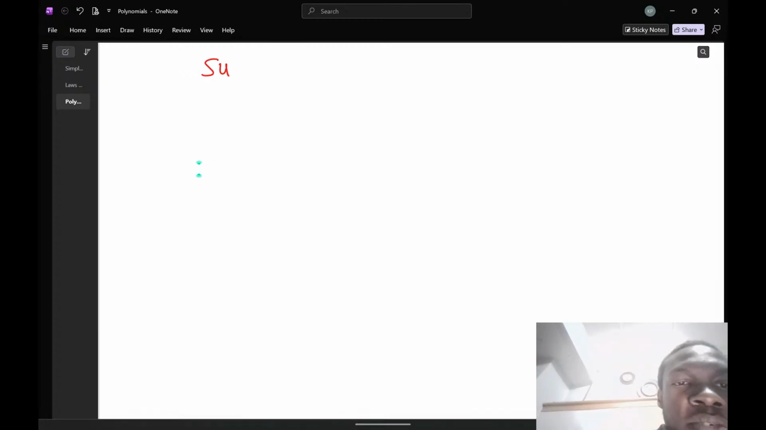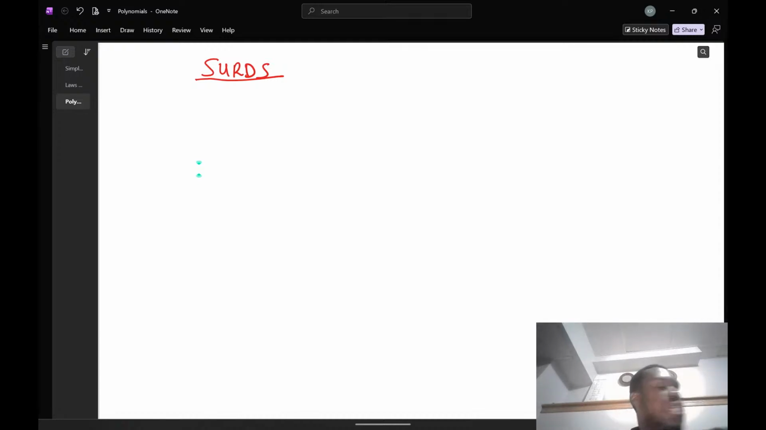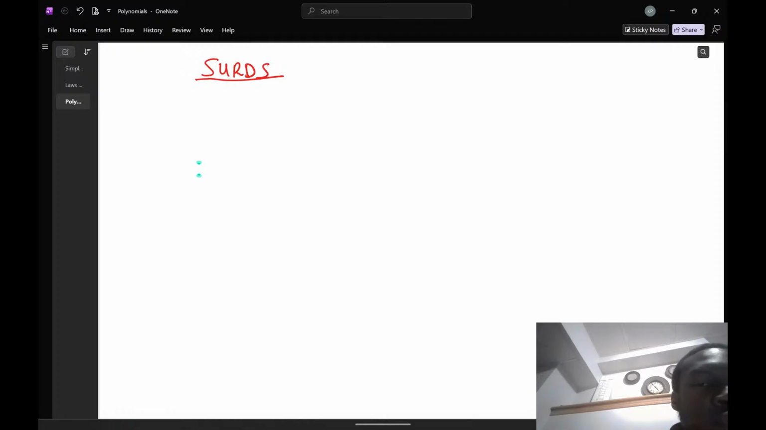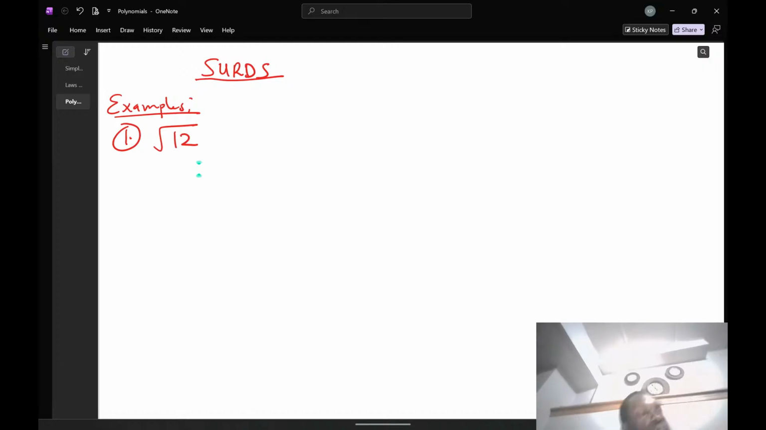So right now I'm going to be dealing with surds. Surd has mainly to do with irrational numbers. First of all, I'm going to start with simple surds. For example, let's say we have root 12. The thing about surds is that whenever you have a number like this, you are trying to break it down so that you multiply two numbers where one is a perfect square and the other one is not a perfect square.